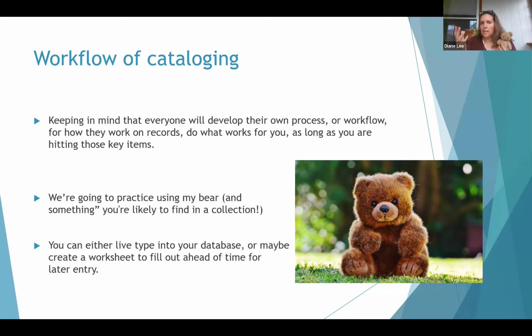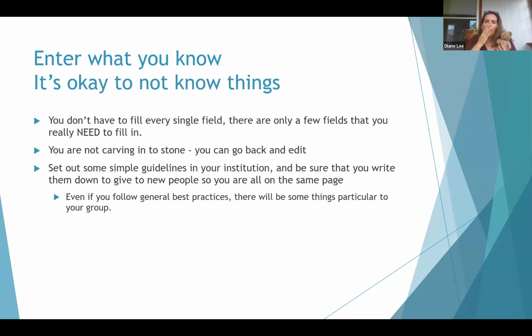So either way, whichever works out for you, I have some cataloging worksheet examples for anybody if they want it, but you can just fill out a Word document and put stuff that you want in there, title, accession number, all of that stuff. And as we're going, it's okay to not know things. It's okay that you don't have every single field filled in. Nobody is ever going to have every single field of a record filled in.